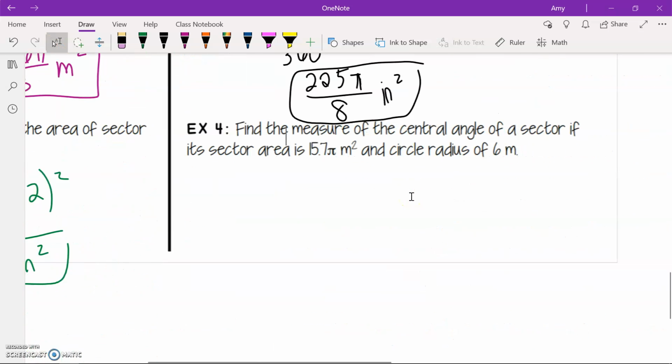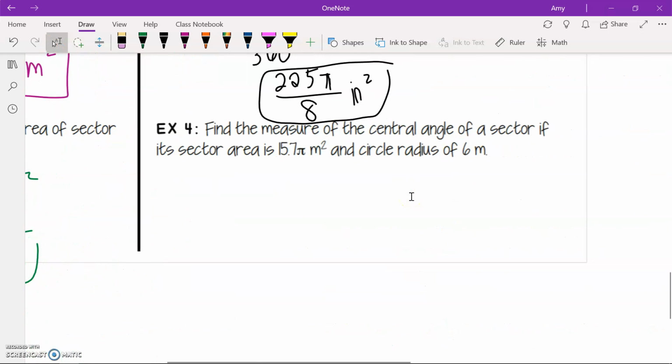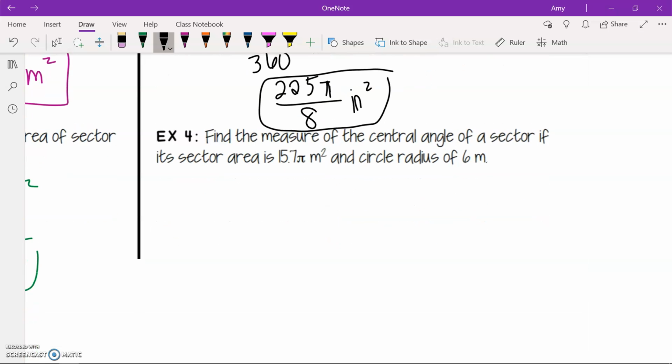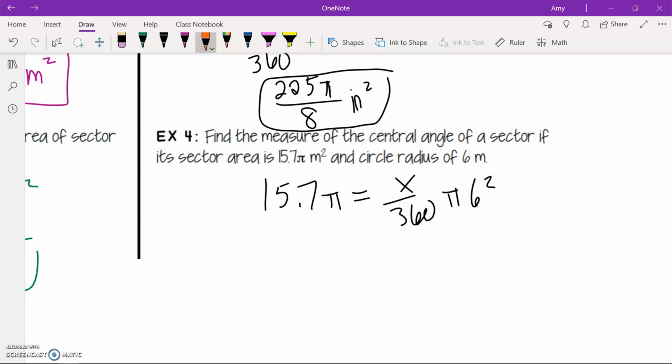Our last example, find the measure of the central angle of a sector if its sector area is 15.7 pi and the radius is 6 meters. So in this case, we have 15.7 pi equals x over 360 pi times 6 squared. So they give us the radius and they give us the sector area, and they're asking us for the angle.